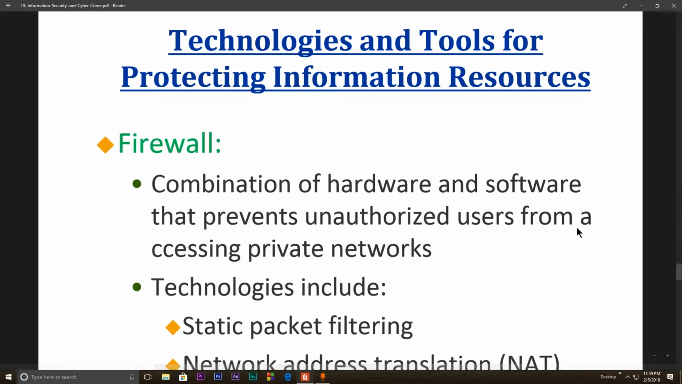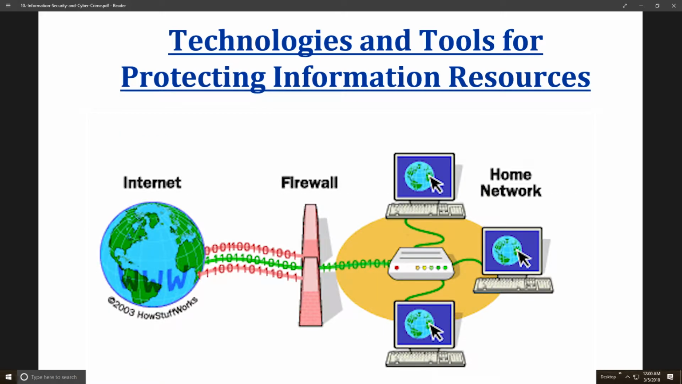Now we have some technologies and tools for protecting our information resources, such as a firewall. It is a combination of hardware and software that prevents unauthorized users. Suppose you are downloading or installing software and you see an unauthorized message saying please don't install it because it is harmful for your PC. So the firewall blocks that unauthorized software, and if the PC doesn't know about that organization, it will block it using the firewall system. So that is how the firewall works.